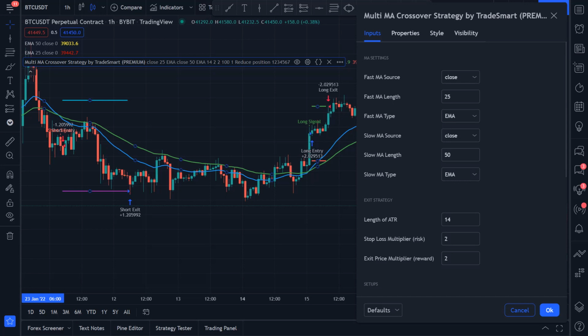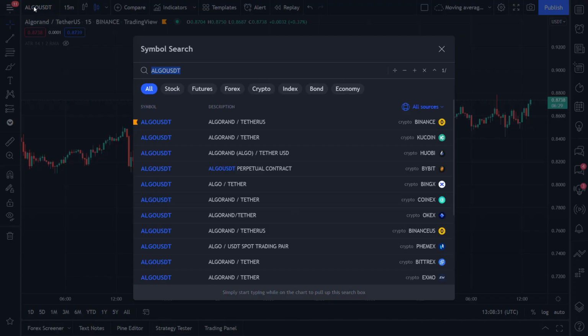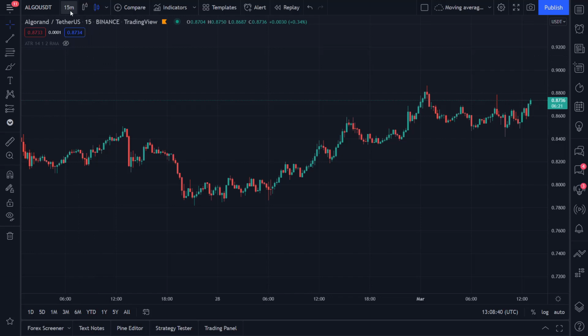For example purposes, let's say we want to test the ALGO/USDT pair on the 15-minute time frame with a 1 times ATR base risk and a 1:1 risk-reward ratio, using a 25 length SMA for the fast moving average and a 50 length SMA for the slow moving average. First, set your chart to ALGO/USDT 15-minute time frame.